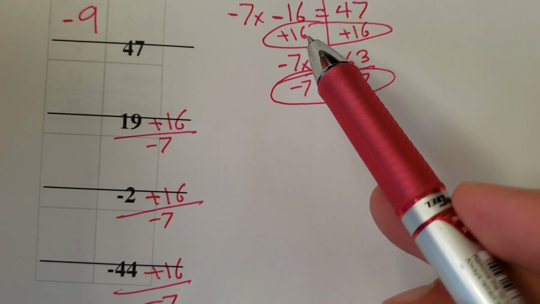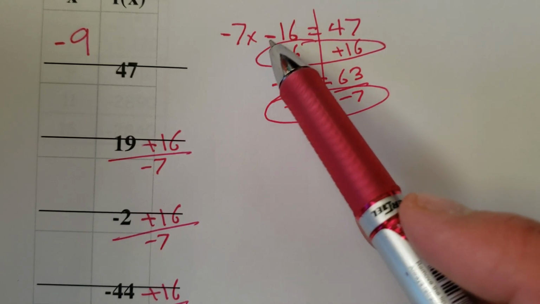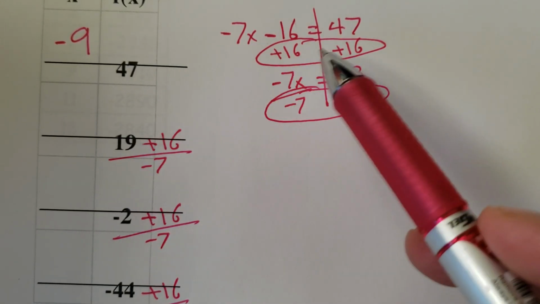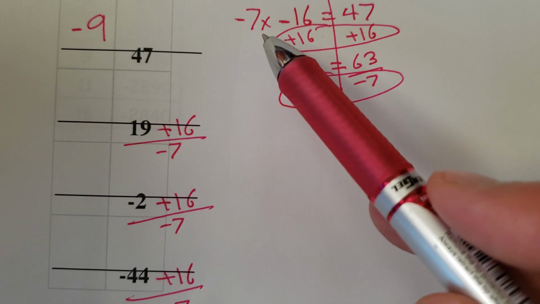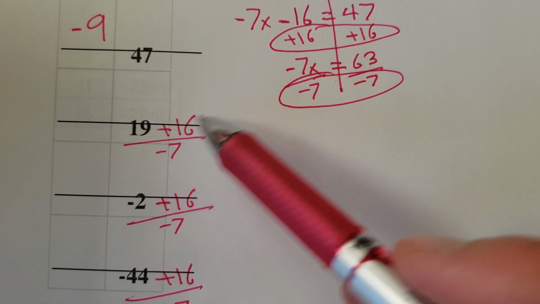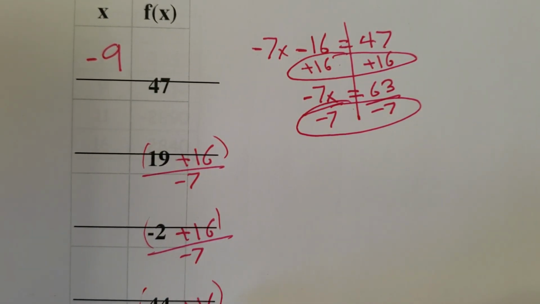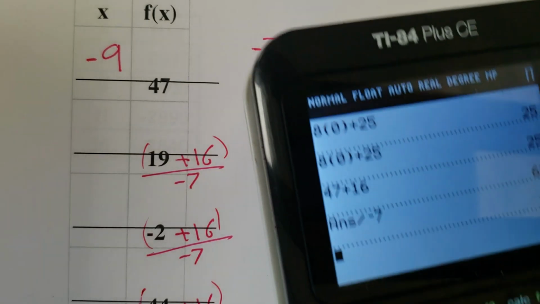I would do the same thing anyway if I did it by hand. You just rinse and repeat. You'd go negative 7x minus 16 equals 19. Step 1, step 2. You would do negative 7x minus 16 equals negative 2. Step 1, step 2. So I'm just doing the steps without having to write it out. I'm not being lazy. I'm just being efficient with my time and my energy.